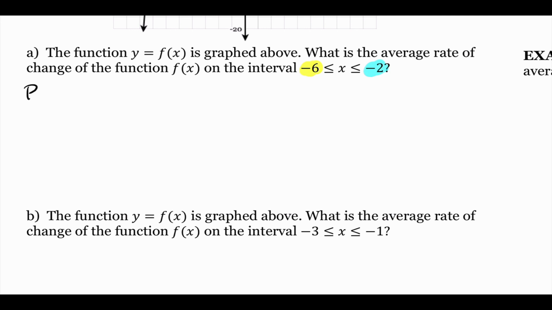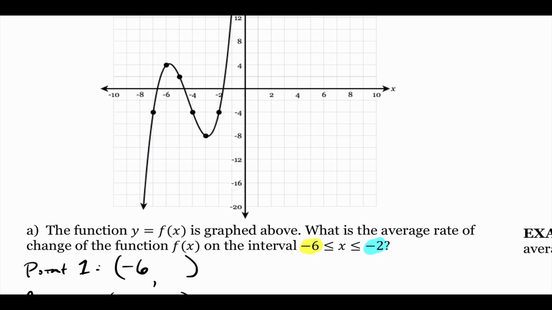Okay, so I need 2 points. From -6, that's the first point, and -2. What I've got to do is figure out what y value goes with -6. I'm not going to use the table this time because I don't have one. I'm going to use the graph.